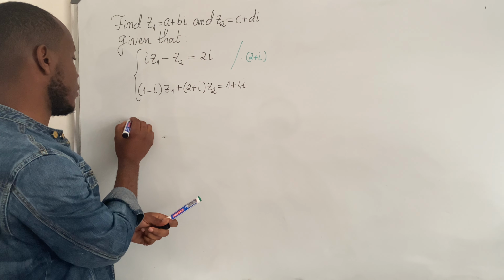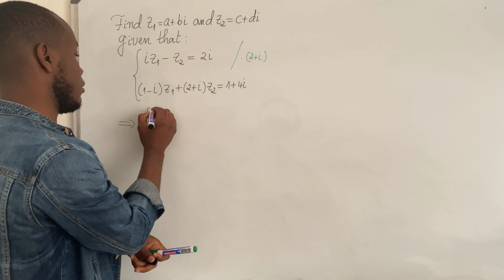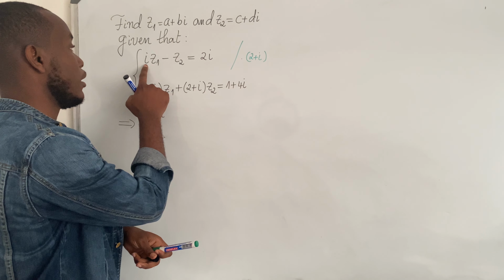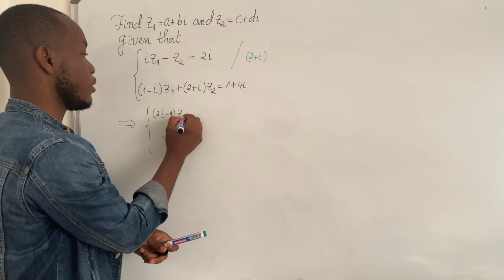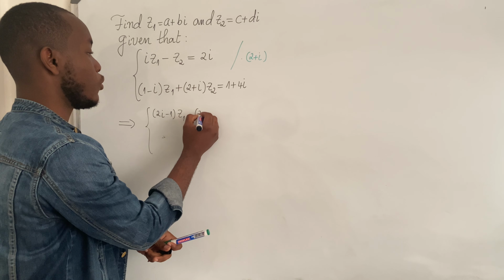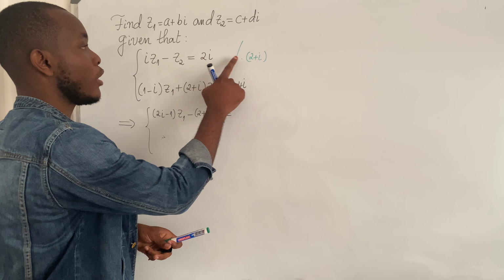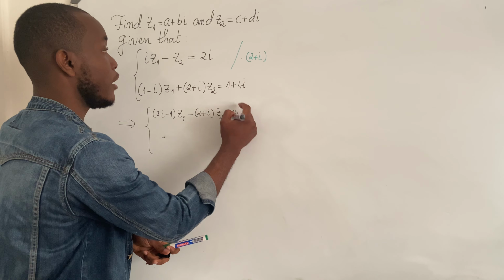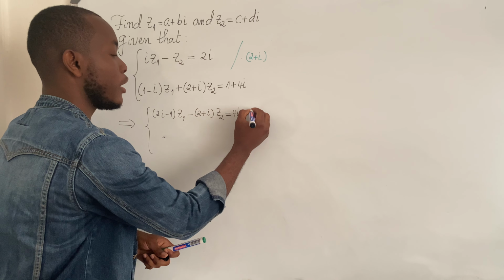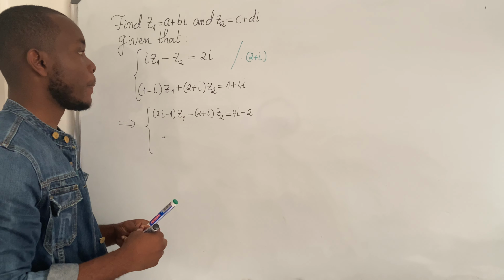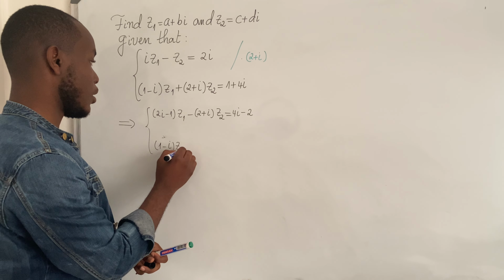If we multiply by 2 plus i, the system becomes 2i, i times i will be i squared, which is negative 1, so Z1 minus (2 plus i) times Z2 equals 2i times 2, which is 4i, plus 2i times i, which is 2i squared, which is minus 2. Okay, now we have to keep the second equation.